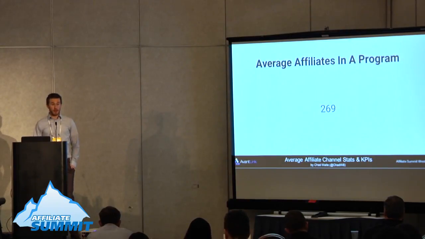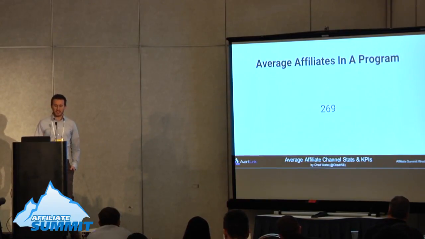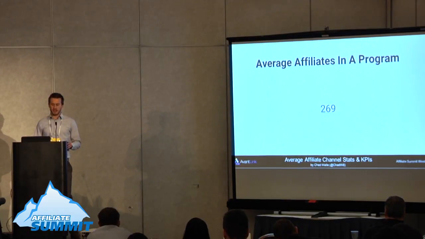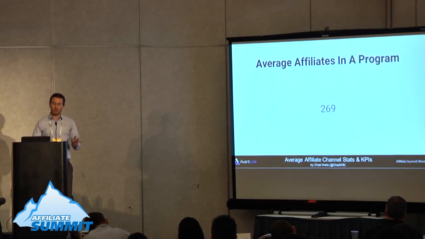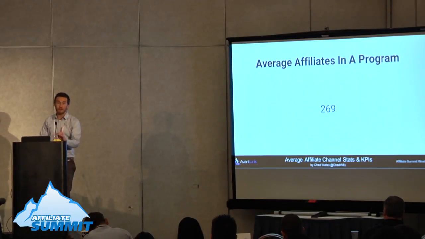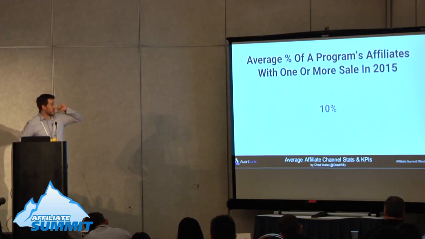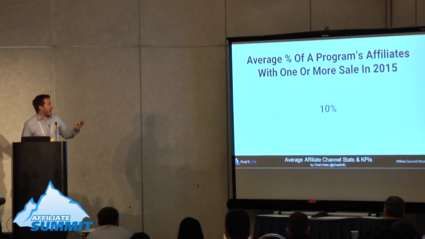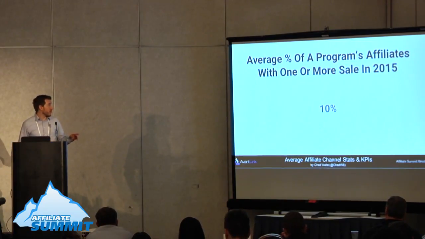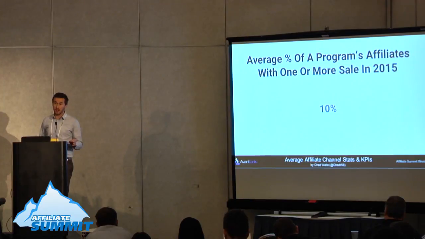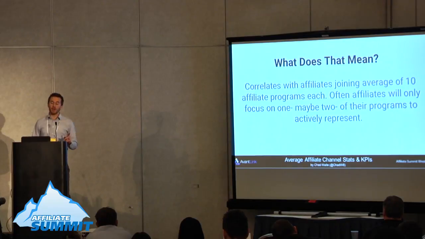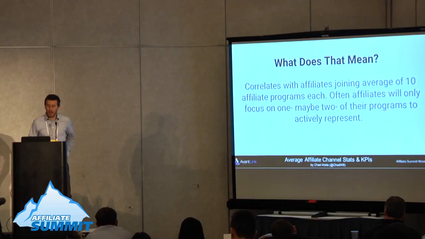Average affiliates in a program is about 269. Now, this number is likely skewed as AvantLink has lower numbers, more of a quality over quantity thing, so this probably isn't representative of a wide-scale industry number, but it's important for this conversation because of this stat right here. The average percentage of a program's affiliates with 1 or more sales in 2015 was 10%. Now think about that for a minute. That correlates very heavily with the average of affiliates joining 10 affiliate programs or so, a little bit under.